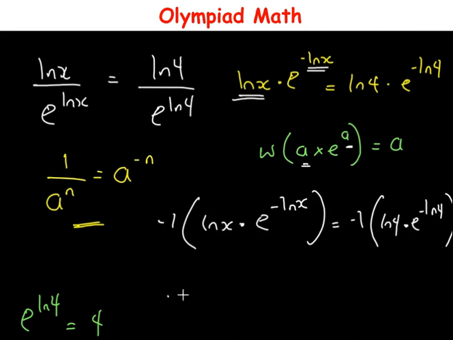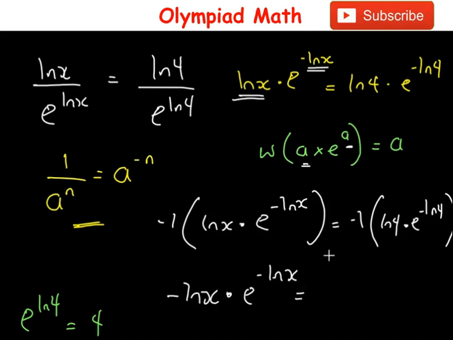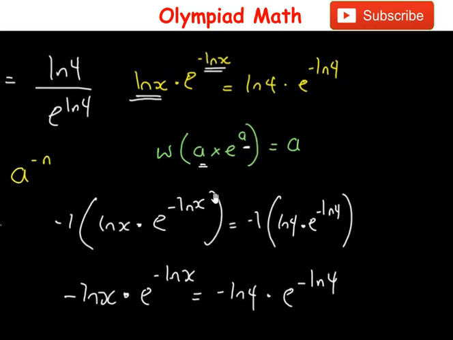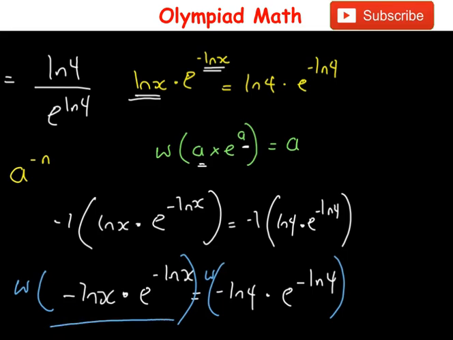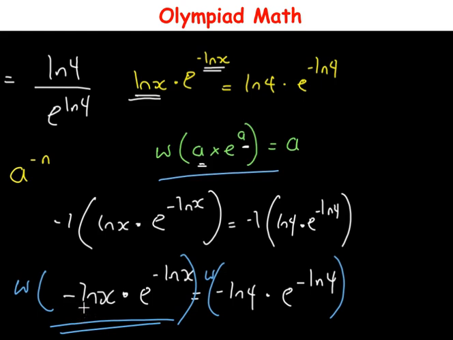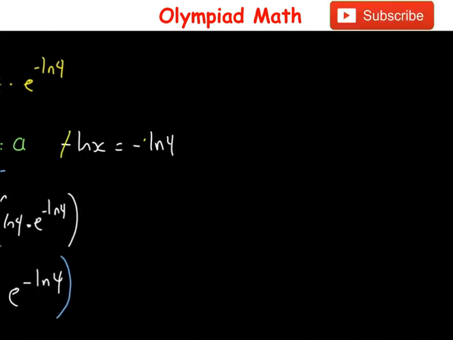Minus ln x times e raised to power minus ln x equals minus ln 4 times e raised to power minus ln 4. So we can then apply the Lambert W function to this. If we apply the Lambert W function to this equation, following this rule, we're going to have the value equal to minus ln x. So we have minus ln x equals minus ln 4. Also, at this junction, minus cancels minus, we have ln x equals ln 4.